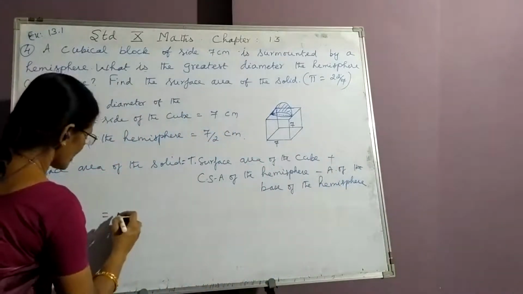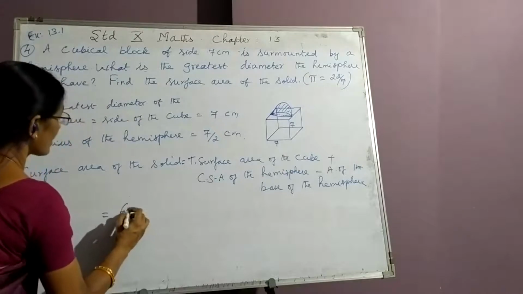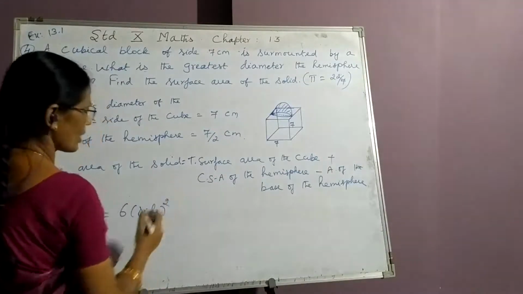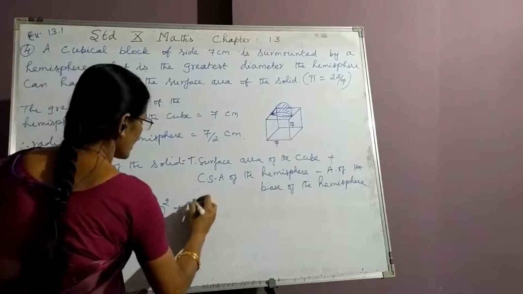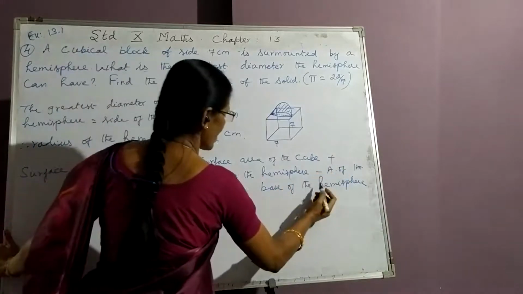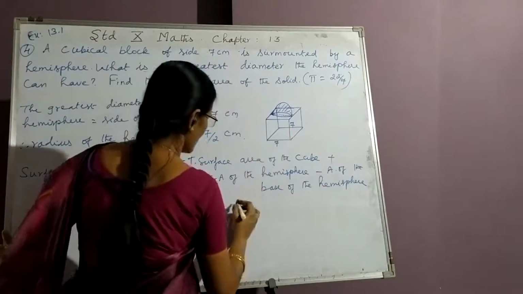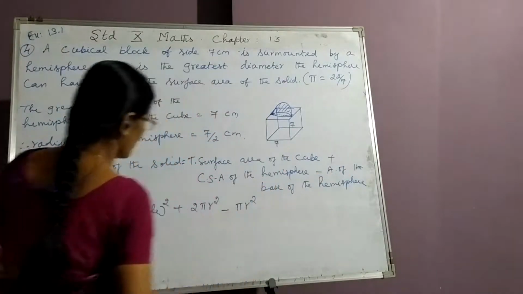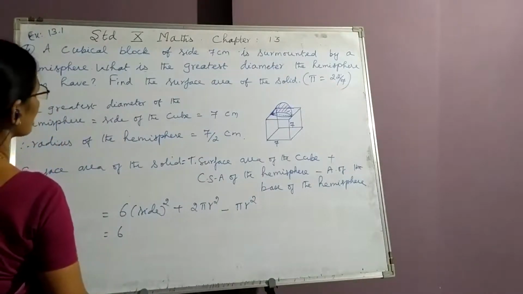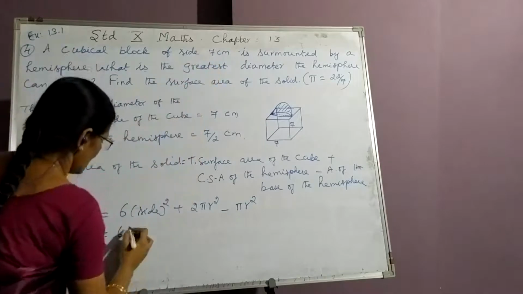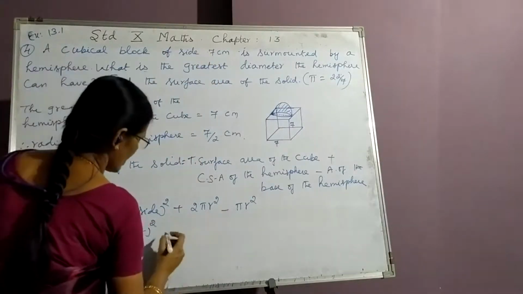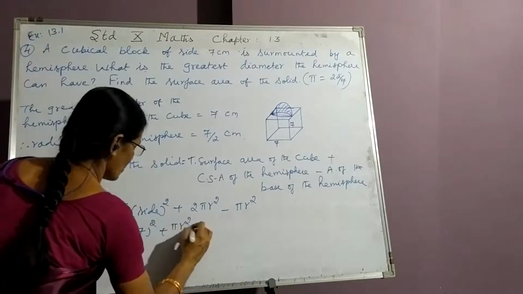What is total surface area of the cube? It is 6 into side square, or 6 into x square, whatever it is. CSA of the hemisphere is 2 pi r square. We know area of the base of the hemisphere is in the form of a circle. Therefore, its area is pi r square. Side is 7 centimeter given in the question. Therefore, 6 into 7 square. 2 pi r square minus pi r square is pi r square.